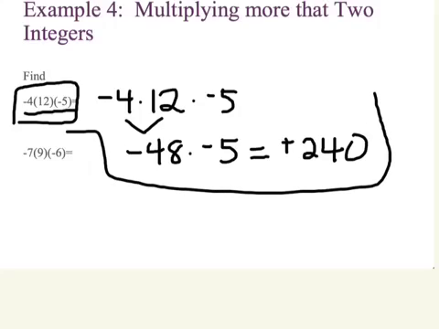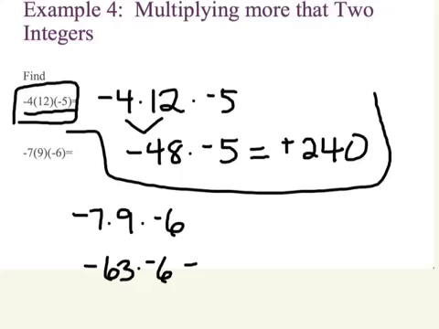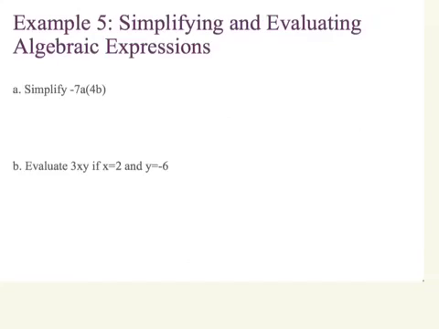All right, let me draw a line like this so we can get to the next problem. So just like that one, we need to take 2 terms at a time. So this becomes negative 7 times 9, and we'll work with the negative 6 later. Negative 7 times 9 is going to give me a negative 63. Now I'm going to multiply my negative 63 times negative 6. Of course, our answer will be positive because we remember that the same sign yields a positive answer, and so we have a positive 378.